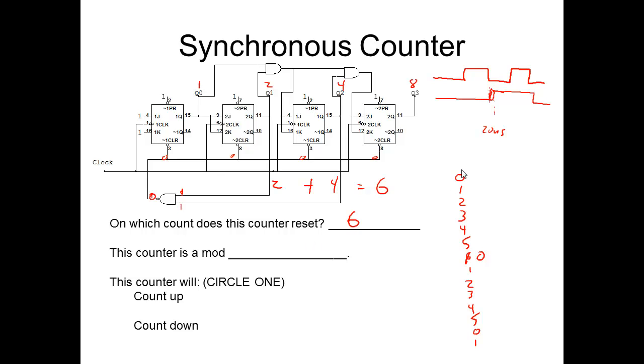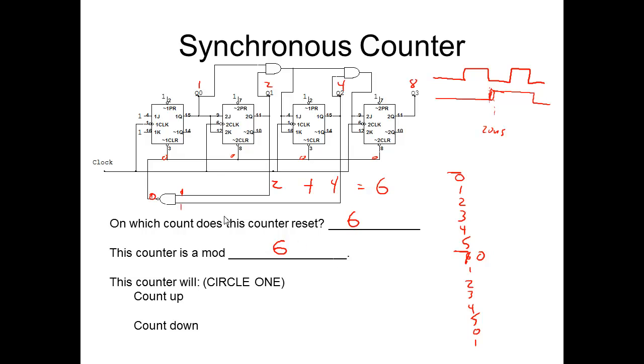To figure out the mod number, the mod number is how many distinct counts you have. From here to here are the number of unique counts. In other words, these are the same thing as these. So how many of these do you have? Well, you have 1, 2, 3, 4, 5, 6. You have 6 distinct counts, so it's a mod 6.